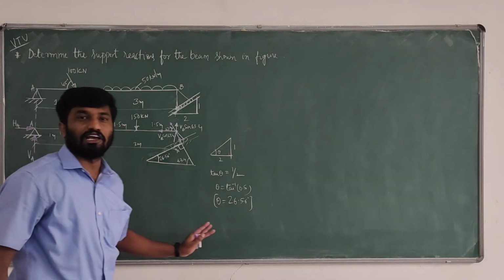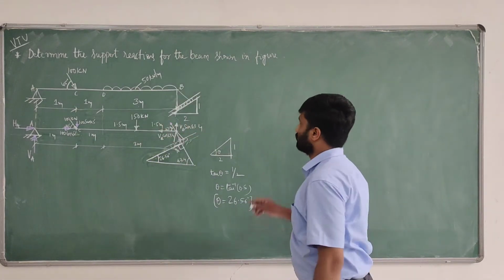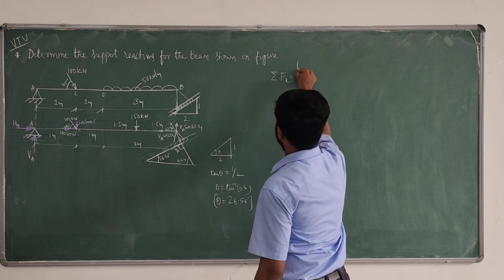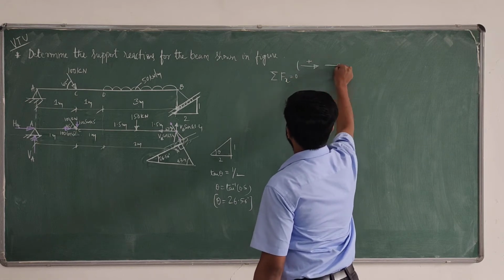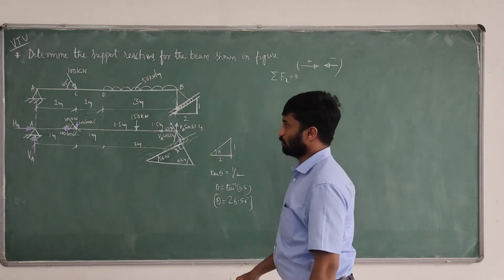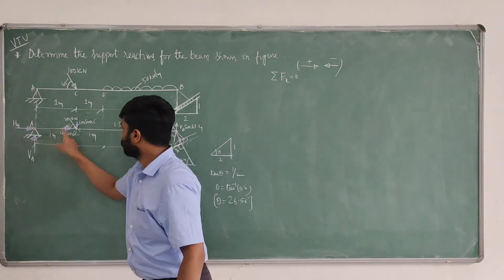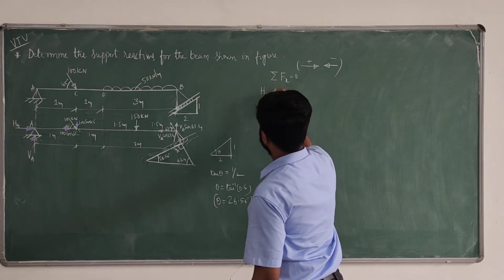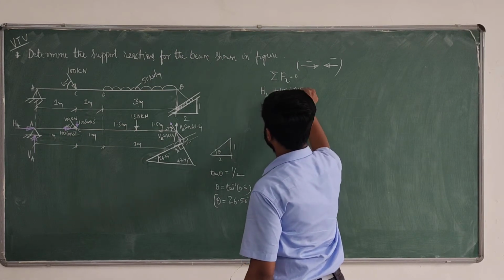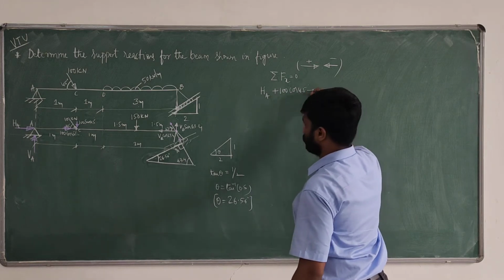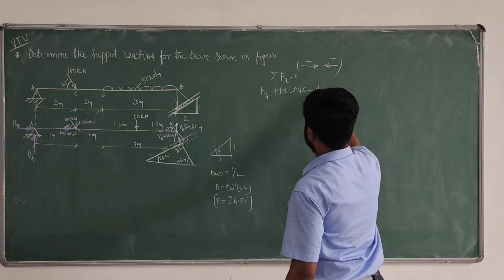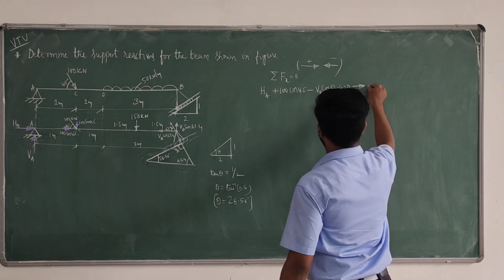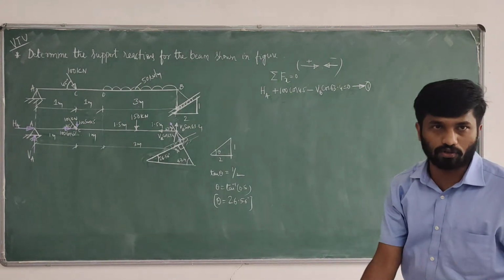Next, apply equations of statics. That is sigma Fx equals 0. All right side forces are positive, left side forces are negative. How many horizontal forces? 1, 2, 3. Plus HA, less 100 cos 45, and minus VB cos 63.4 equals 0. Take it as equation number 1 because we have two unknowns.